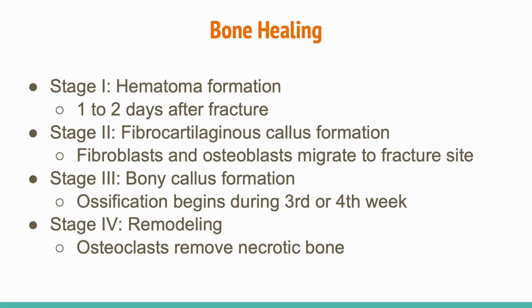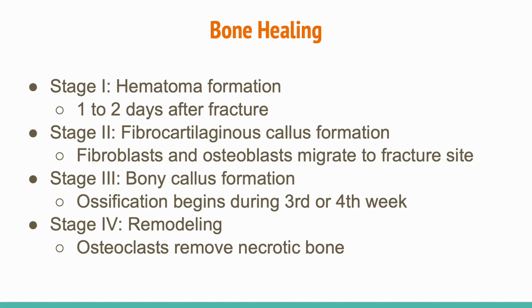Bone possesses a remarkable ability to heal itself after injury. Healing occurs in four overlapping stages. The first stage is hematoma formation. This is where bleeding occurs immediately after the fracture, forming a blood clot. Next comes the fibrocartilaginous callus formation. Fibroblasts and osteoblasts migrate to the fracture site and begin creating soft connective tissue, which stabilizes the bone.